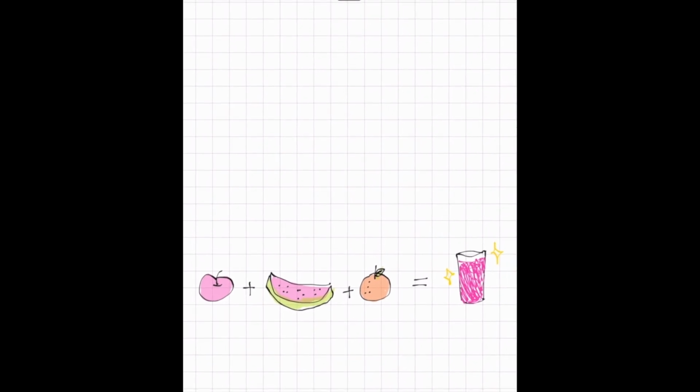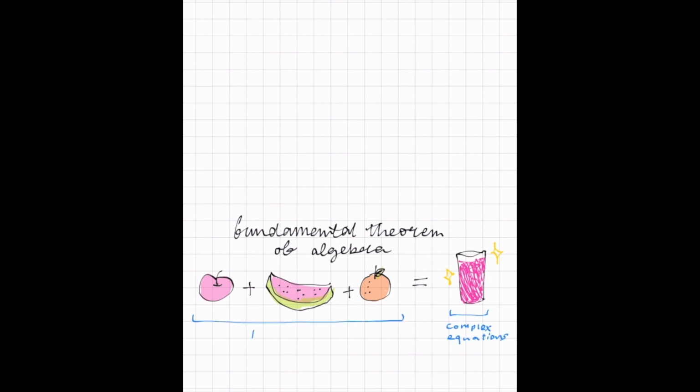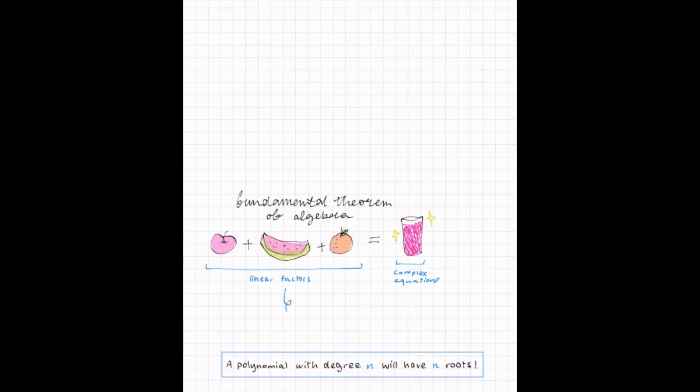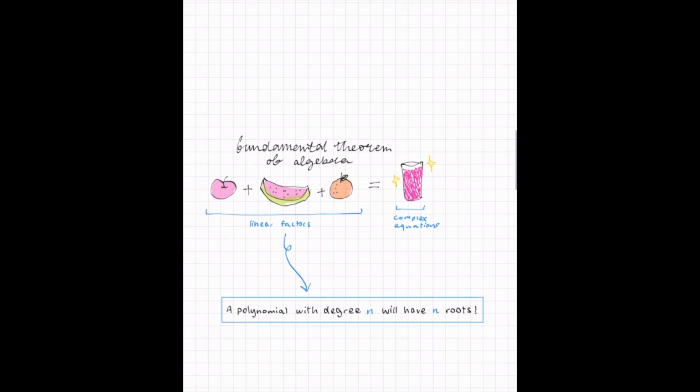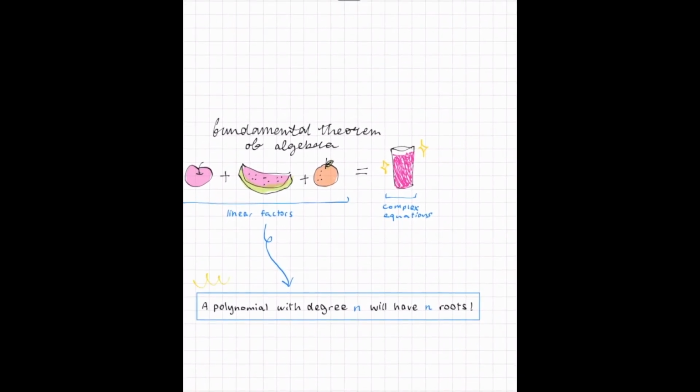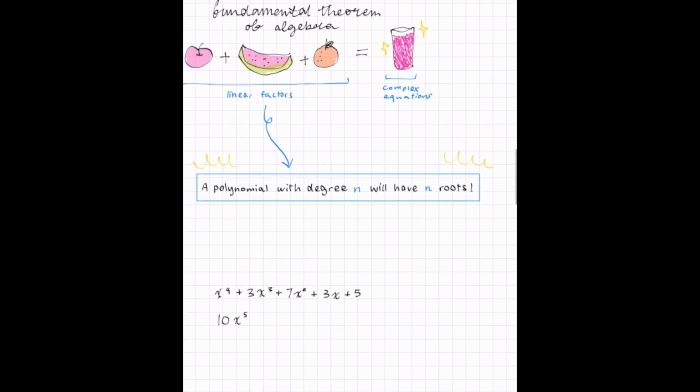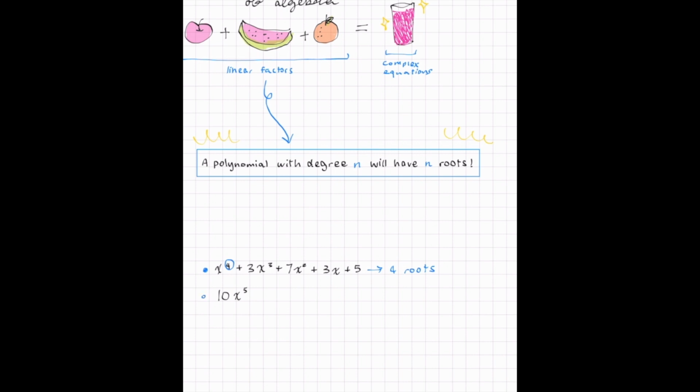Just like making the perfect juice, the Fundamental Theorem of Algebra is all about breaking complex equations down into its simplest parts. Developed through the collective effort of multiple mathematicians in the 18th and 19th century, the theorem tells us that any polynomial of degree n has n roots. So, an equation like this, where the highest degree of x is 4, would give 4 roots. Similarly, 10x to the power of 5 would give 5 roots as well, because if you imagine the descending degrees of x with a coefficient of 0, it will still fit the standard form of polynomial.